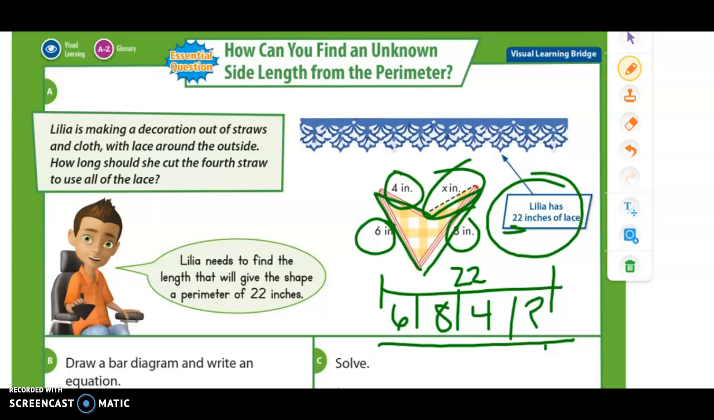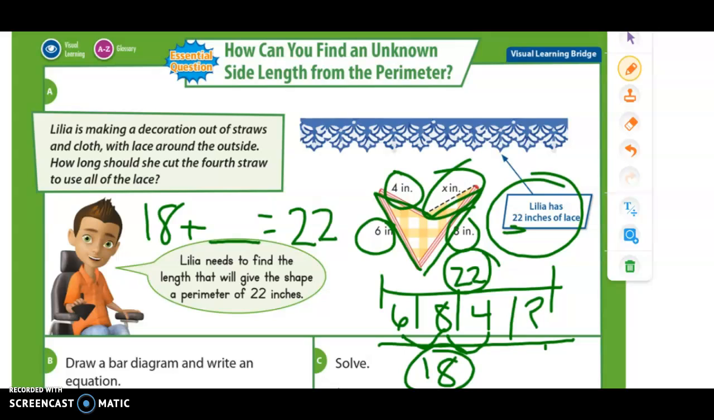Okay. So I have 6 and 8 so far. That gets me to 14. 14 and 4 more makes 18. So she's already used 18 inches worth of straw on her way to her 22 inches. So since I know 18 inches worth and my goal is to get to 22, you can do a couple things, just like we did on the last page. You can say, hey, I know 18 and some more makes 22, and you can count up 19, 20, 21, 22.